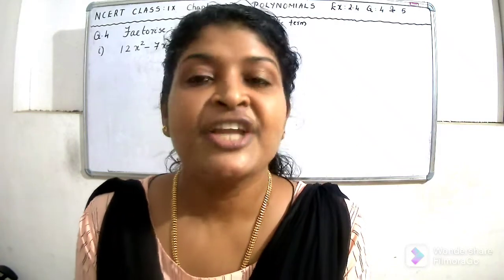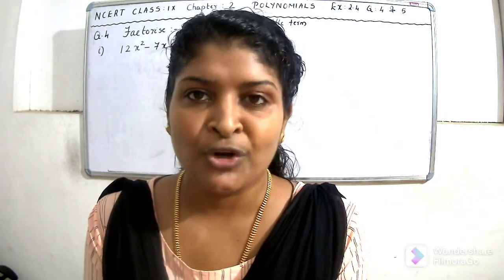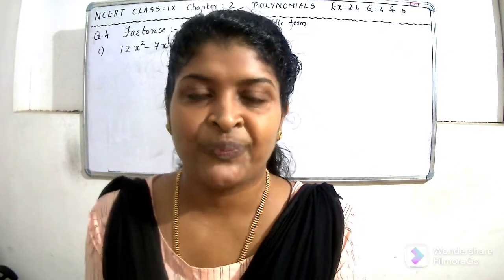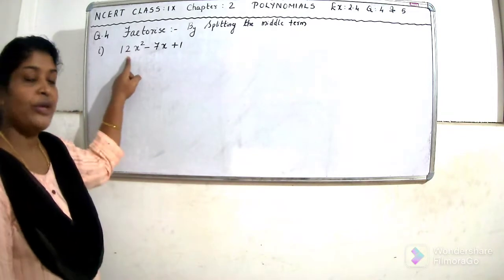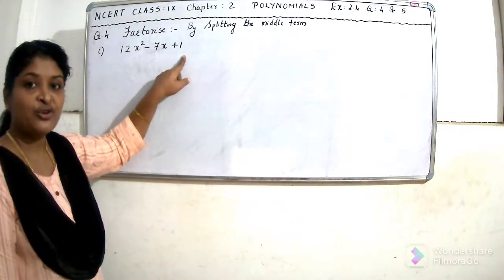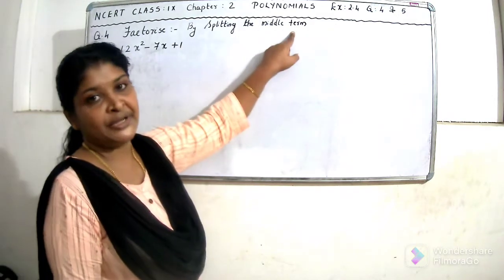Hi students, in today's session we are going to learn factorization of polynomials from class 9 chapter 2 polynomials, exercise 2.4 question number 4. Factorize the polynomial 12x² minus 7x plus 1. In factorization, which method are we using? By splitting the middle term.